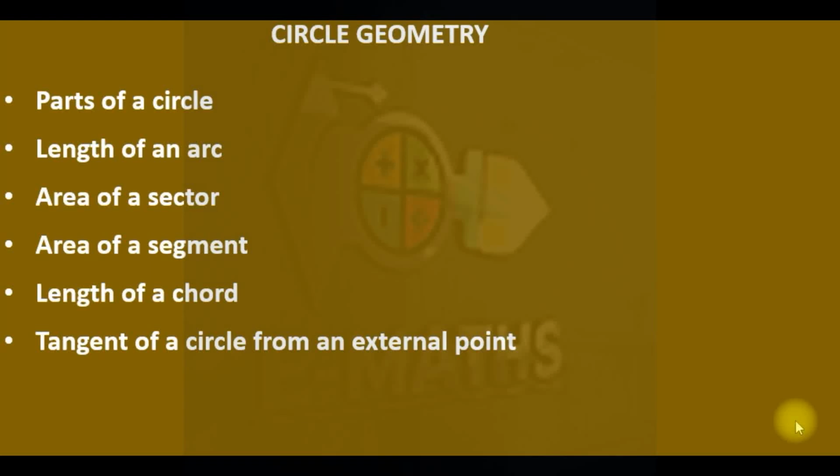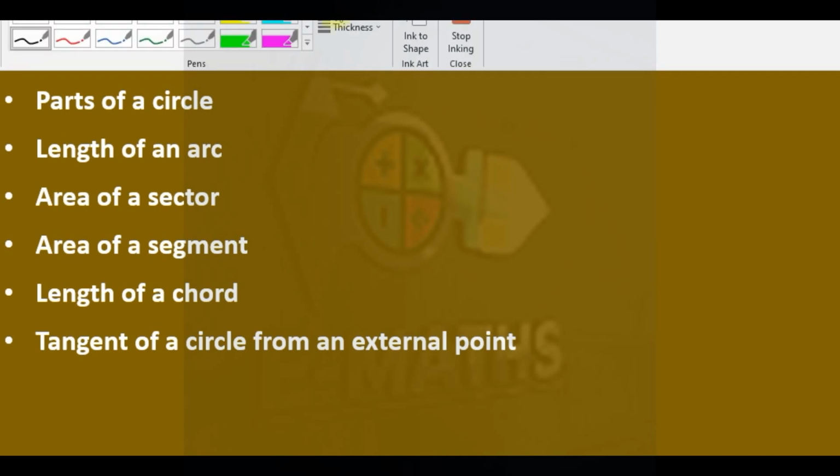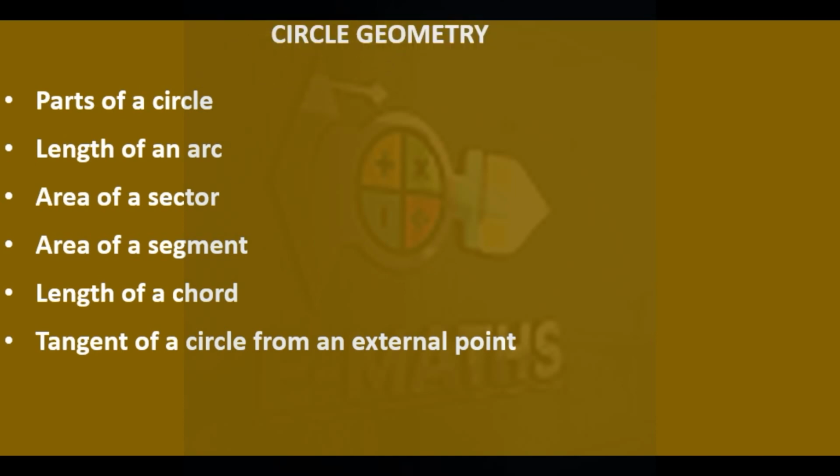Okay, circle geometry. Under this topic, we're going to look at the parts of a circle, length of an arc, area of a sector, area of a segment, length of a chord, and tangent of a circle from an external point. So let's look at parts of a circle.